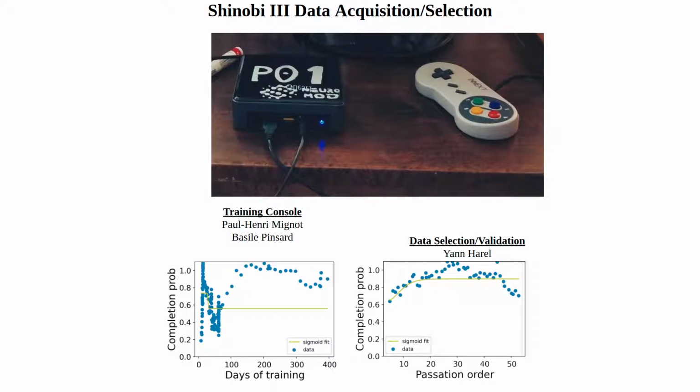So, before I get to our new experiments, let me remind you of how we acquired the data. Paul-Henri Mignot and Basile Pensard developed a training console that each participant brought home to play Shinobi. Every game they played was recorded in the console, and Yann Harel then ran some analysis to figure out when the subjects were steady in terms of their performance. Any data past that point was used in our experiments. So here we go with the experiments.